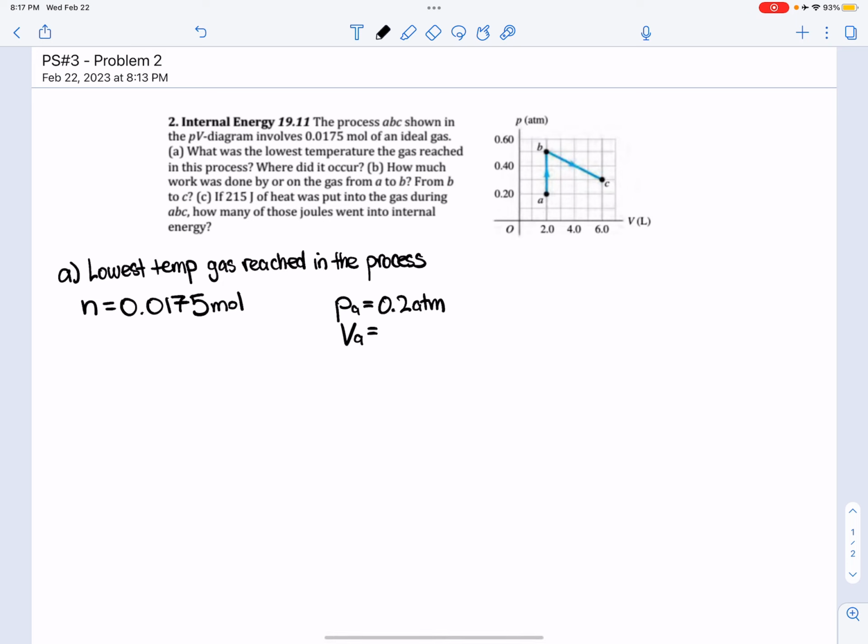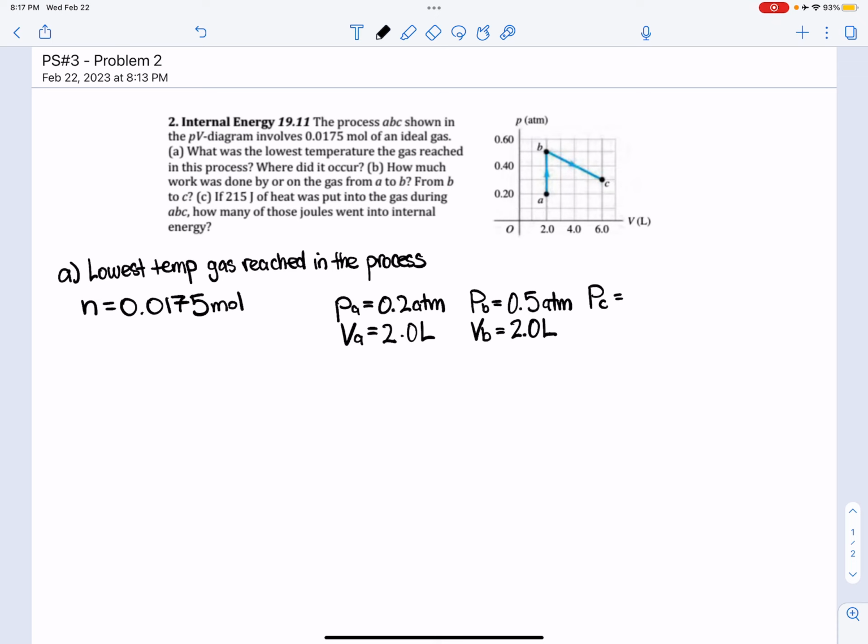Volume A is equal to 2.0 liters, okay? And we see this is an isobaric process, right? Or sorry, isochoric process, meaning that the volume is constant, didn't change. It's a straight vertical line. So pressure B is equal to 0.5 atm. Volume B is equal to, like I said, it's an isochoric process, so volume stays the same from state A to state B at 2 liters.